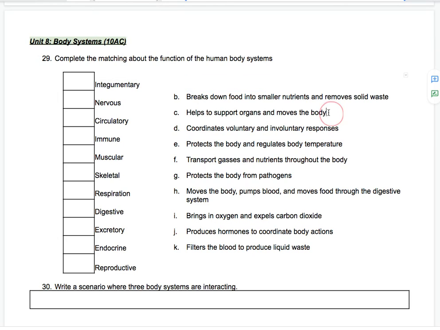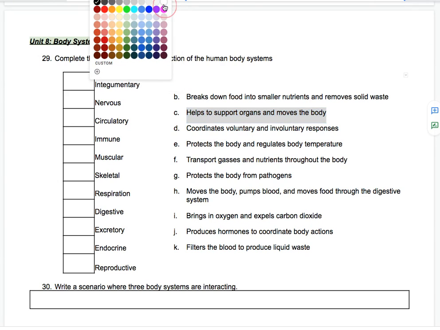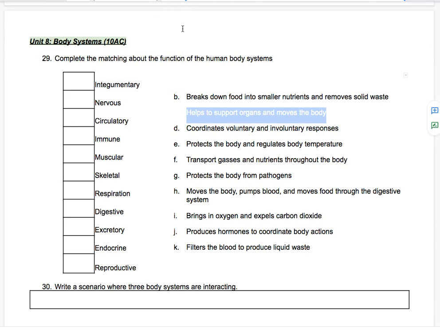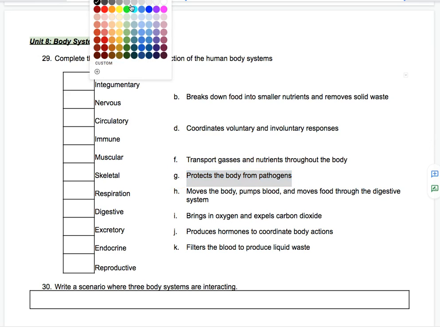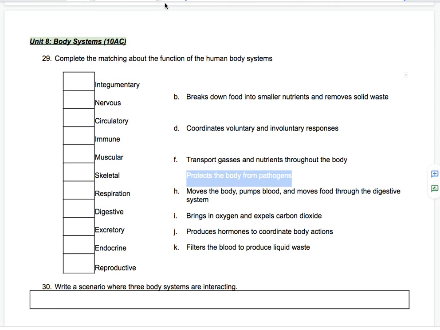C, helps support organs and moves the body. That's the skeletal system, and again, we haven't talked about that yet. E, protects the body and regulates temperature. That's the integumentary system. We haven't really focused on that either. G, protects the body from pathogens. That's the immune system. We haven't focused on that yet.